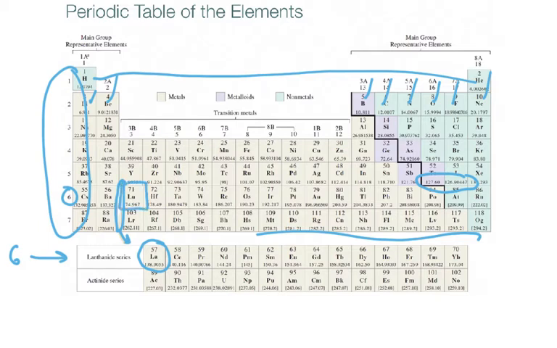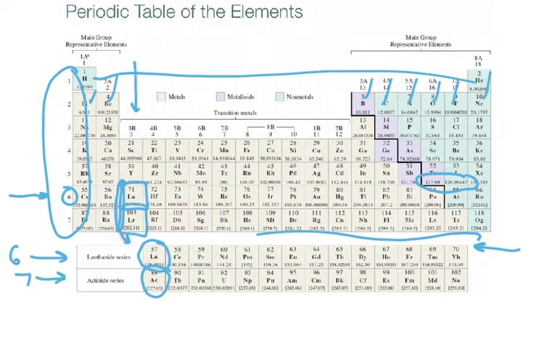So when you count all the boxes across period 6, and then you count the row of elements that consist of the lanthanide series, you will count 32 boxes. So the lanthanide series is part of period 6, therefore there's 32 elements. Now on the bottom, you'll notice that in period 7, the element over here is called actinium, and this is known as the actinide series, and they belong in this box over here.